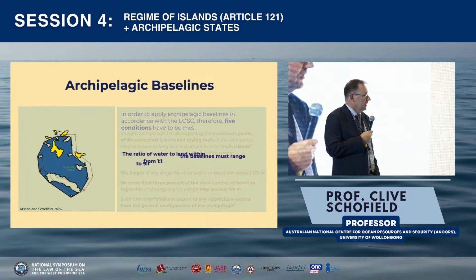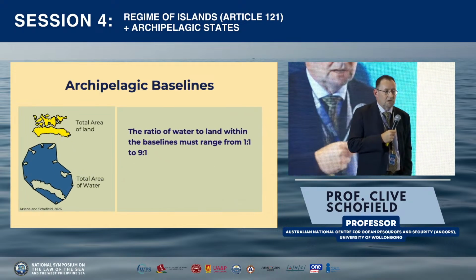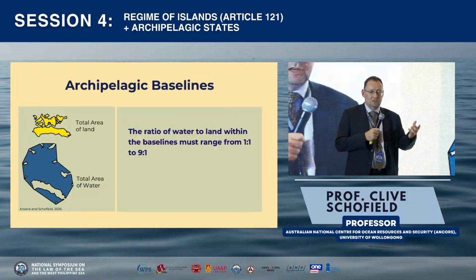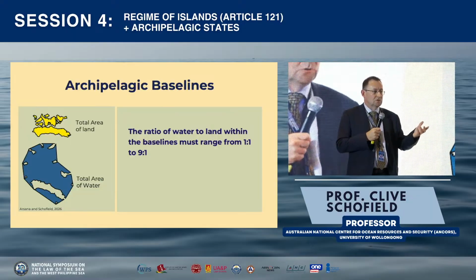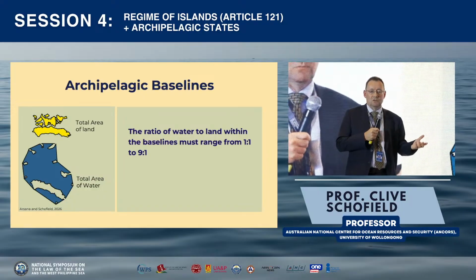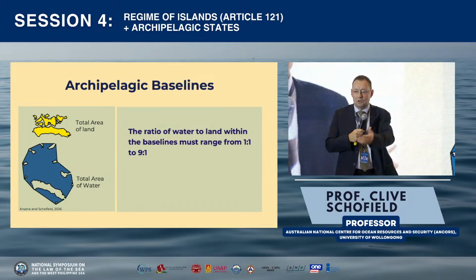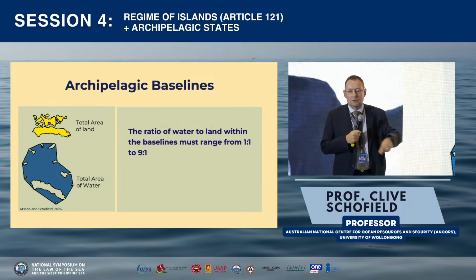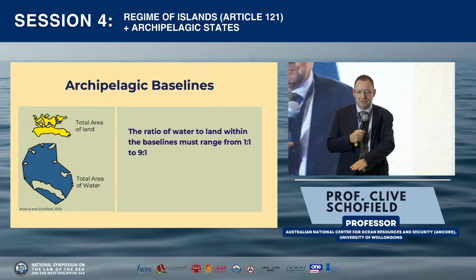Ratio. You need to enclose as much water as you have land territory. So that excludes states that are composed of 1 or 2 main islands, like the United Kingdom, which cannot enclose enough water to meet the 1:1 ratio. New Zealand would be in the same boat, so is Japan.